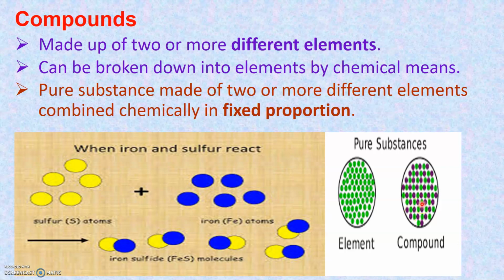a fixed proportion. We have already seen this example of the iron sulfide compound in our previous class, where the atoms of the element sulfur will combine with the atoms of the element iron in order to form the iron sulfide compound, where the iron sulfide compound is made up of iron sulfide molecules.